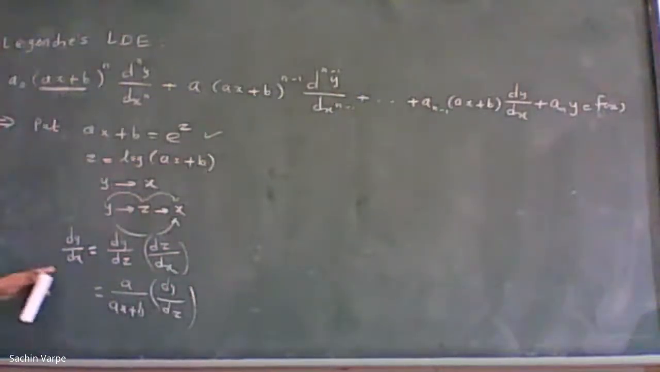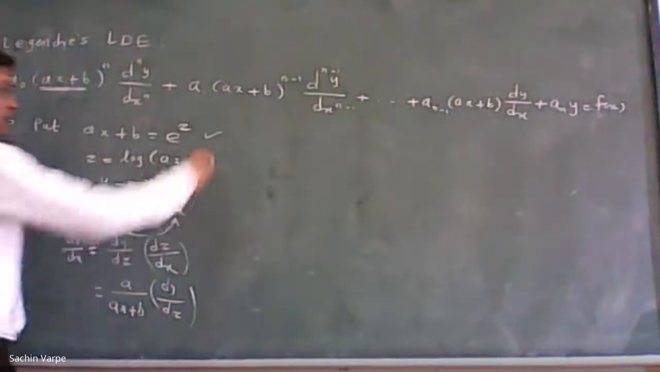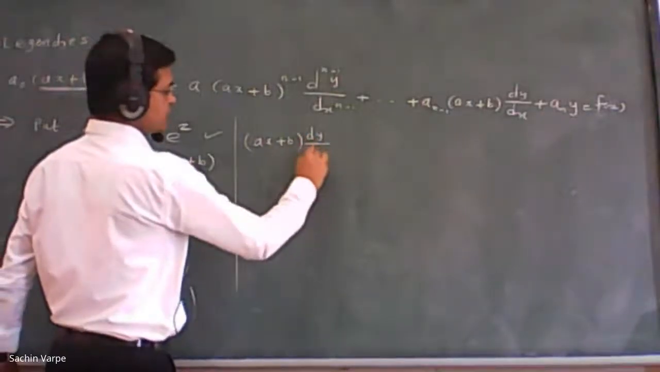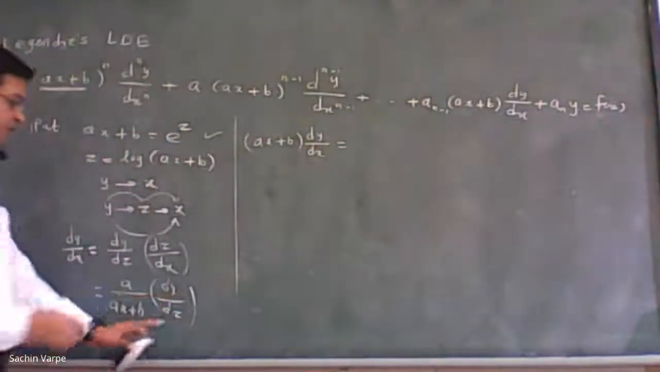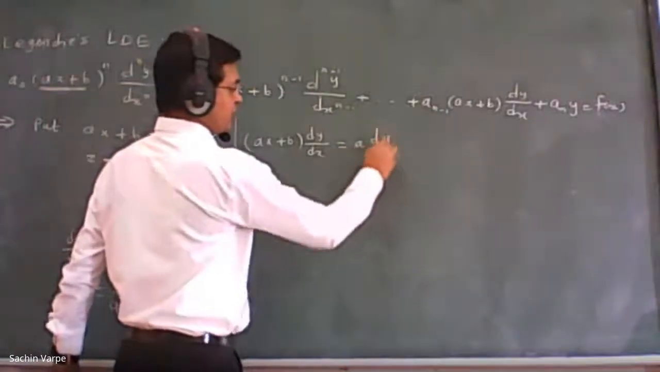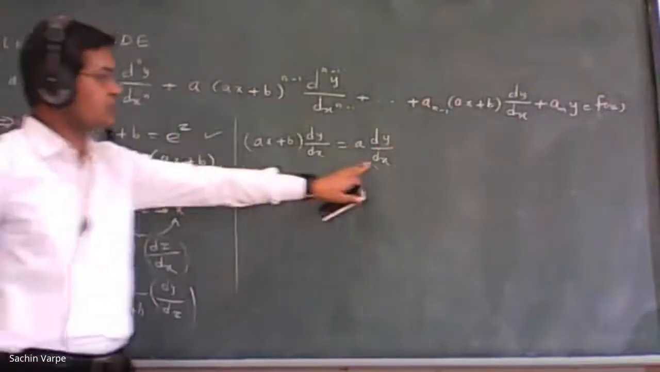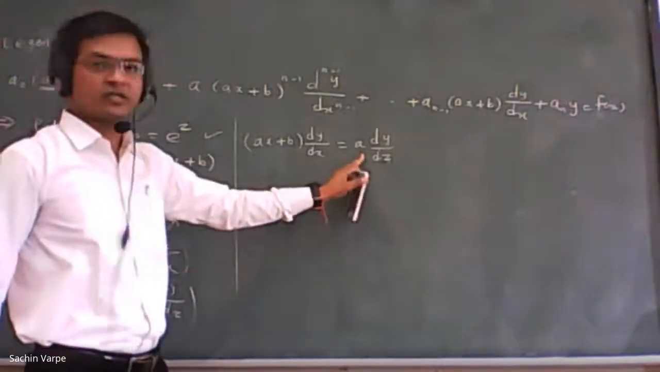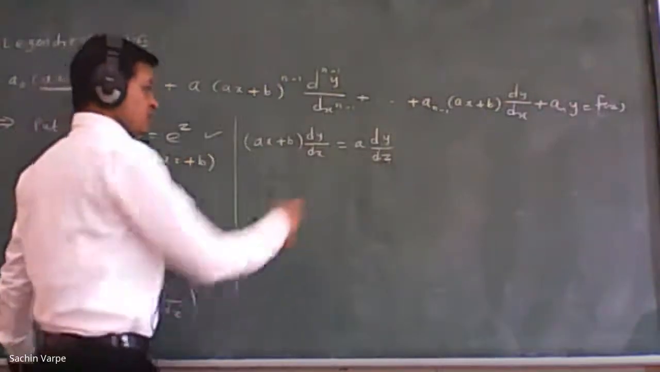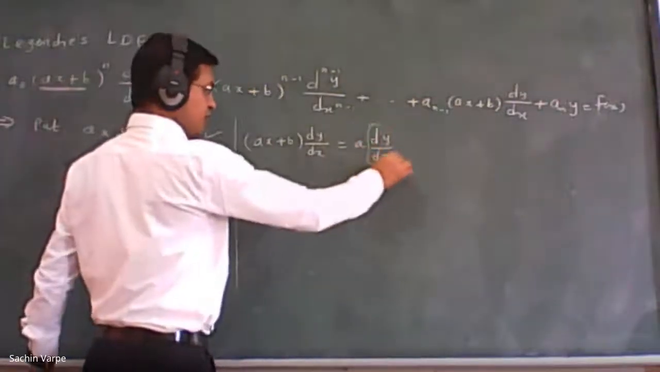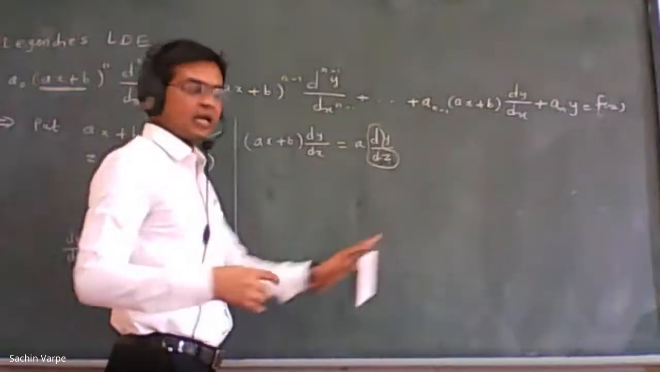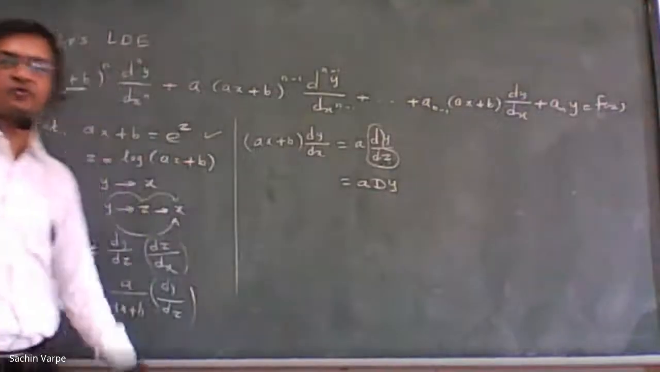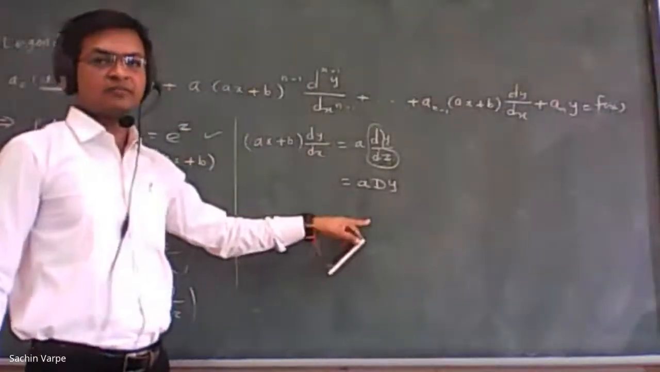So if I multiply both sides by ax plus b, then what I'll have? Ax plus b into dy by dx is equal to a into dy by dz. Now you can see here on the right hand side, the coefficient a is constant, isn't it? So we are substituting d by dz as a capital D. So that will be a into capital D y. And that is the standard substitution for the first order derivative term, isn't it?